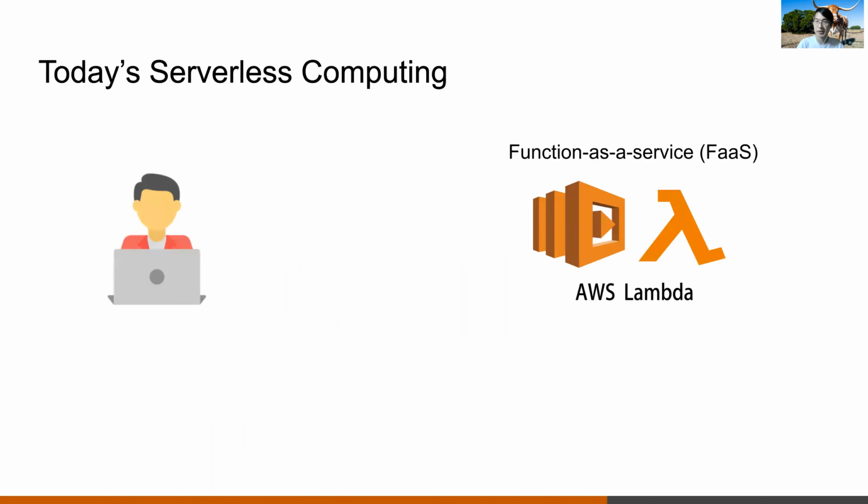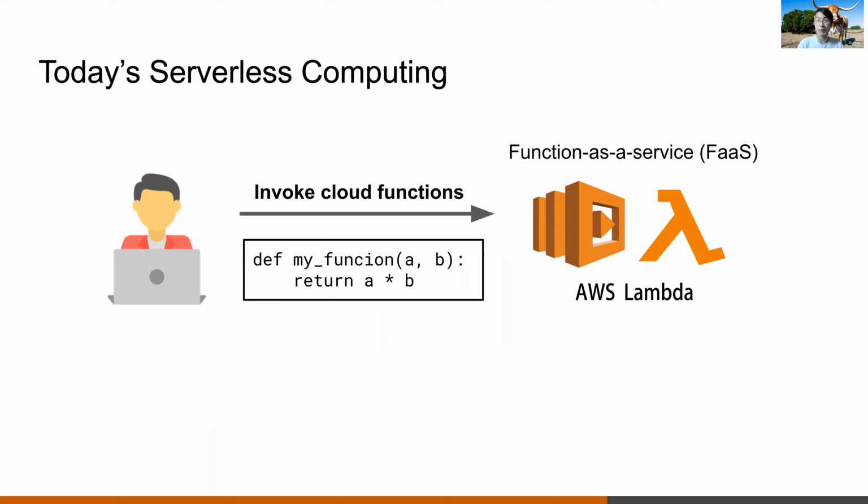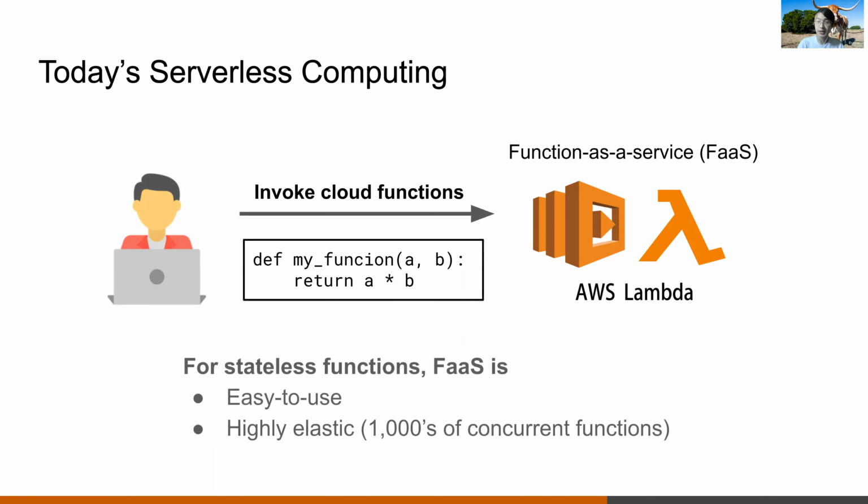In today's cloud computing, serverless computing is a popular paradigm. Cloud providers offer function service, or FaaS. The user simply invokes their cloud functions that execute on the cloud provider's infrastructure. If the functions are stateless, FaaS is easy to use and highly elastic. They can easily support thousands of concurrent functions.